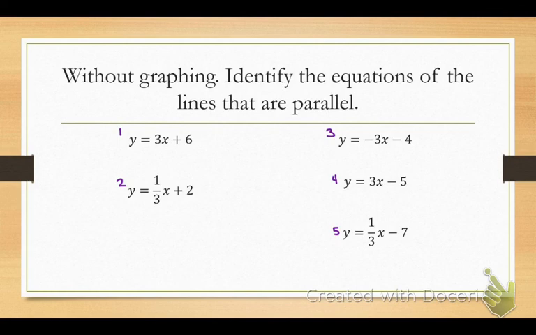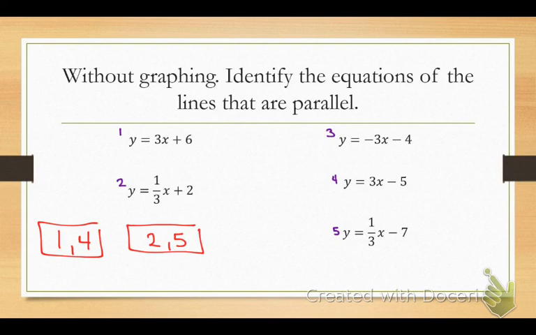Mason, can you give me one pair of parallel equations? Number 1 and number 4? Yes, 1 and 4. Do you see that they both have a slope of 3? Okay, so now, do we have any other pairs? Allie? 2 and 5. Because we saw that 2 and 5 both had slopes of what, guys? 1/3. All right. So we can pick that out pretty easily.